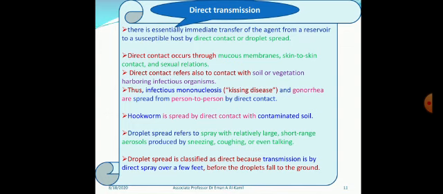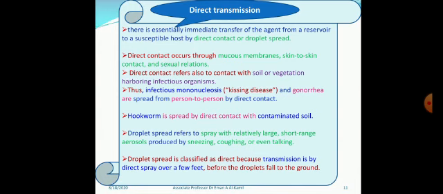Thus, for example, infectious mononucleosis, which is caused by Epstein-Barr virus and is called the kissing disease, and gonorrhea are spread from person to person by direct contact through a mucous membrane. Hookworm, such as Ancylostoma duodenale, as we mentioned, is a parasitic infection which is spread by direct contact with contaminated soil, where the larva of the hookworm penetrates the skin directly and causes the infection in humans.